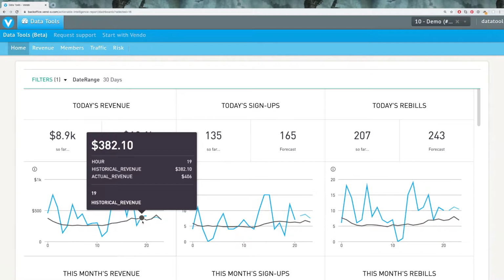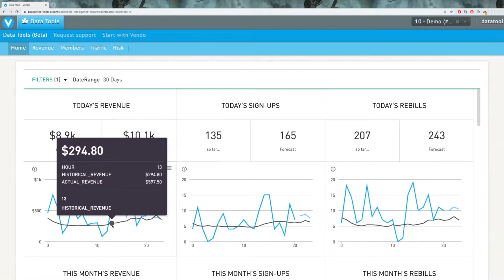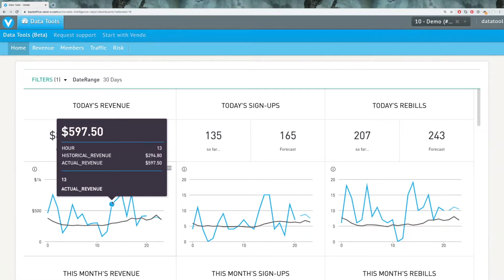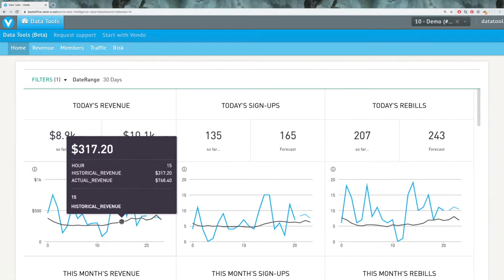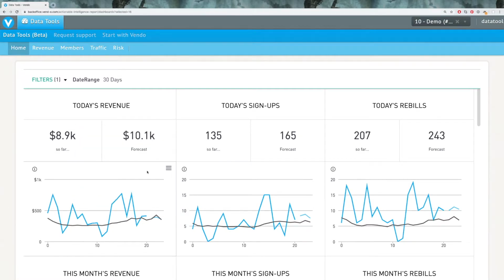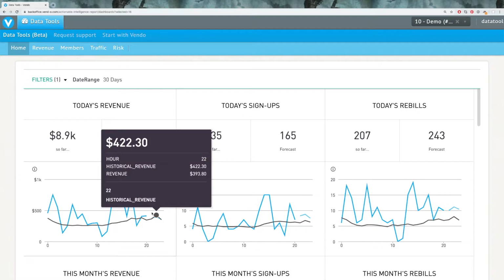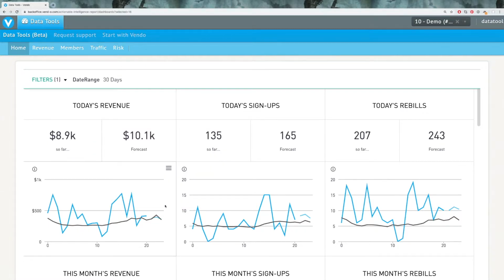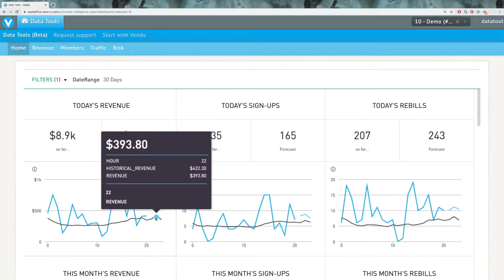And then as you go back in the day and you look at actual time, you can see a comparison. So here actual revenue is around 600, historical 300. Then you can also mouse over any other part, and you'll see, like in the forecast here, and you can see the differences hour by hour between what's forecasted to happen and what's happened historically.